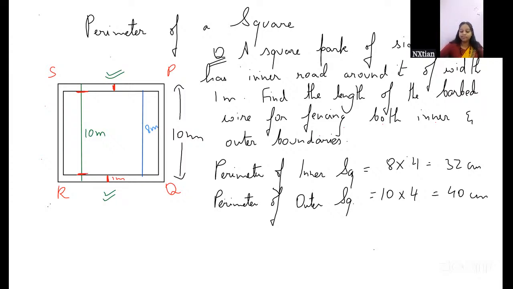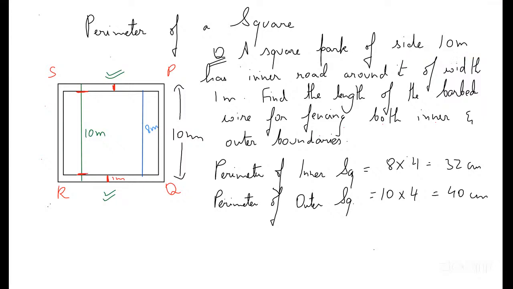Excuse me, ma'am. Anaya, why are we using cm after the 32? Out of the 32 and 40, won't it be meter? Yes, it's meter. I have the bad habit of writing centimeter. Okay, it is meter.